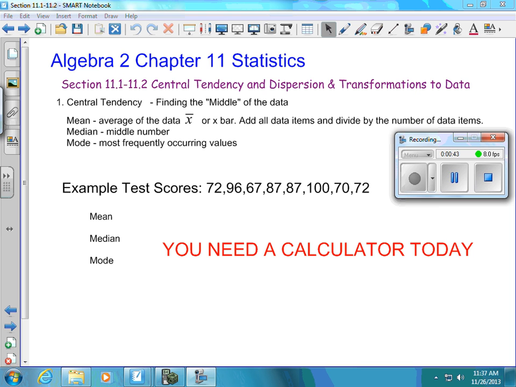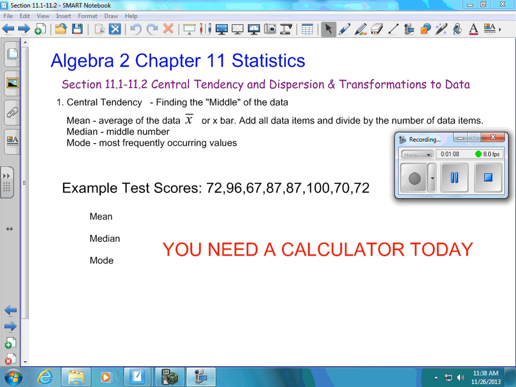So, in sections 1 and 2, we talked about central tendency and dispersion, that's our objectives. Central tendency is the middle of the data. Central, middle, that's kind of a clue. Middle starts with an M, so does mean, median, and mode. So when we're thinking of central tendency, or the middle of the data, those are the three data statistics we're going to look for.